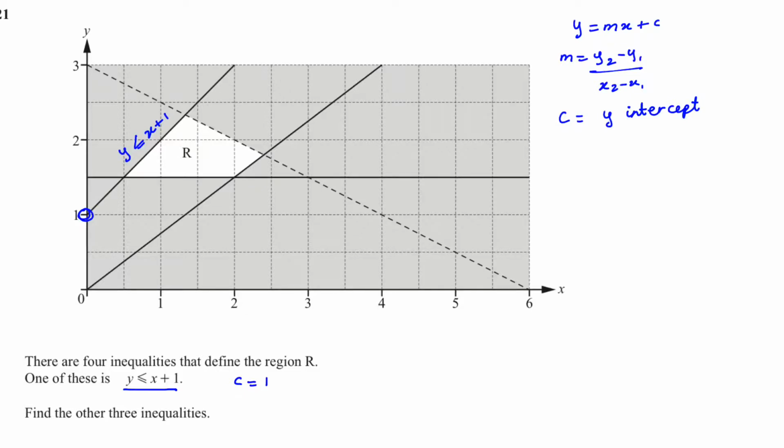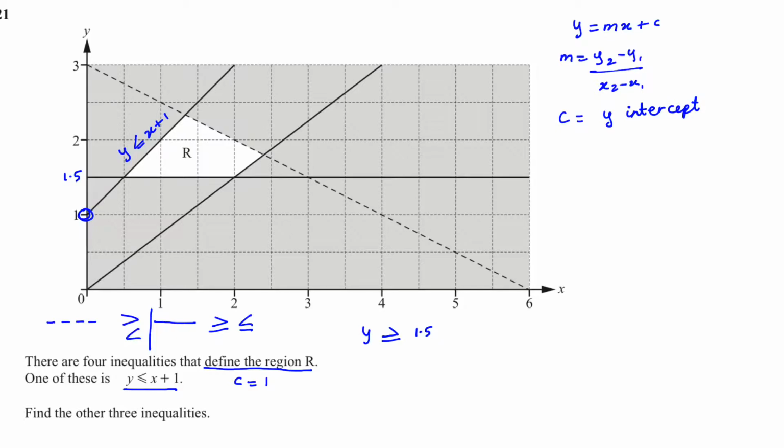We have to find the inequalities that define the region R. At this point, it's a straight line. If you have a horizontal line, it is related to y is equal to something. So this will be y is 1.5. Is it more than or less than? It is more than or equal to 1.5. If you have dotted lines, you will write more than or less than. If you have a straight line, you have to write more than or equal to, or less than or equal to. This is the way you will write it.